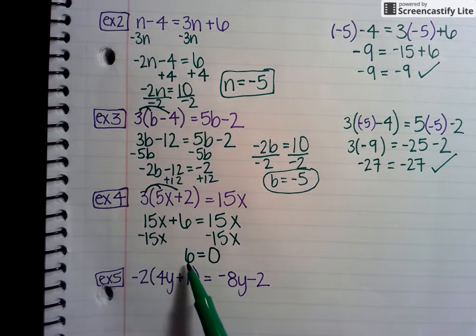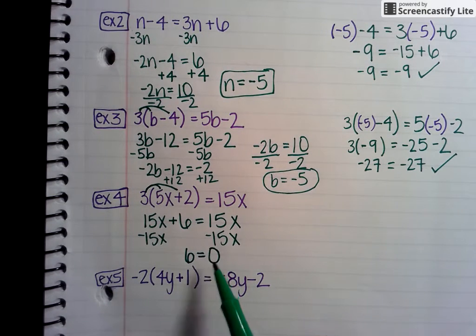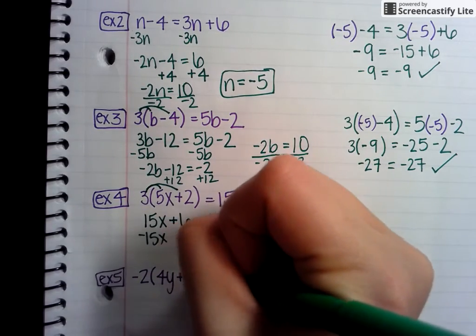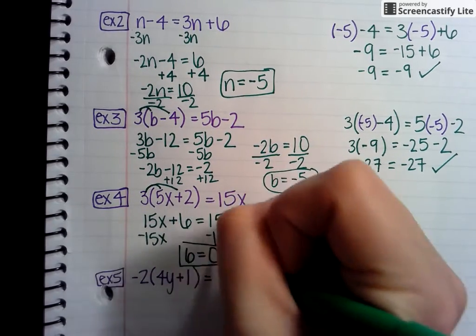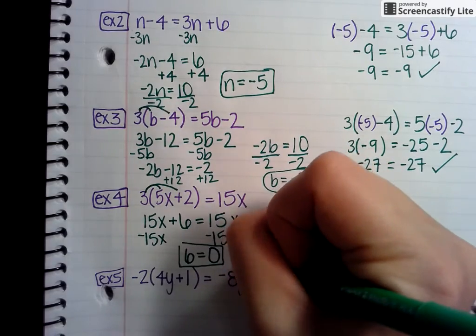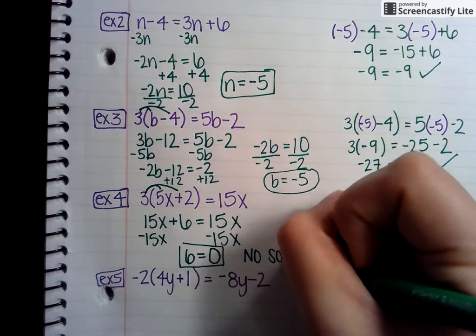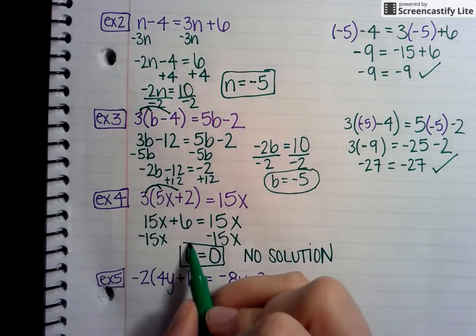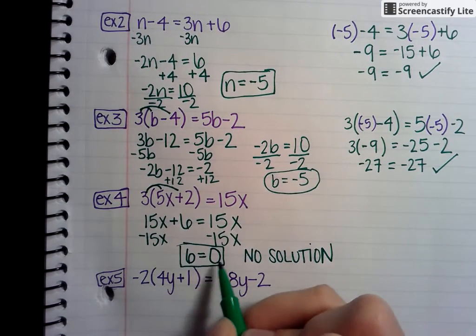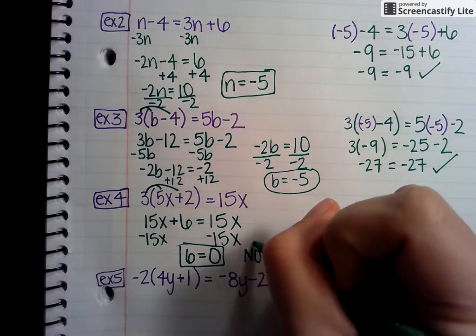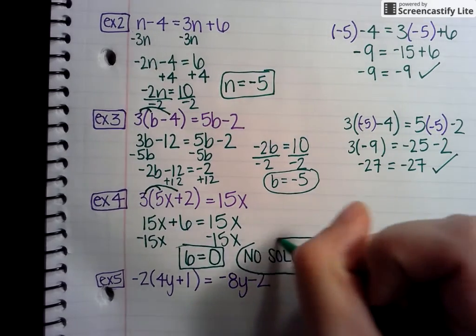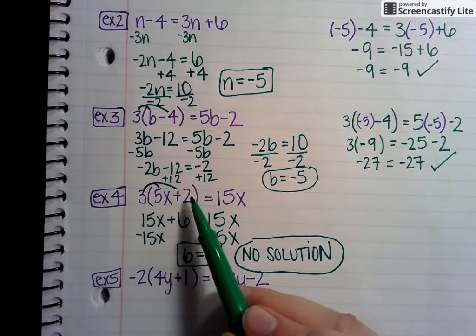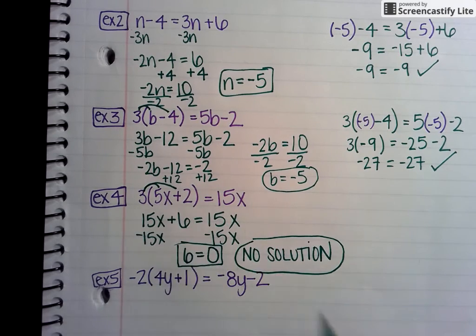Can you have 6 equals 0? Is that true? It is not true. So if you ever get an answer like this, that is not true, it means no solution. Because 6 does not equal 0, your final answer would be no solution. So nothing will work for this equation. Nothing that you substitute in will work for this equation.